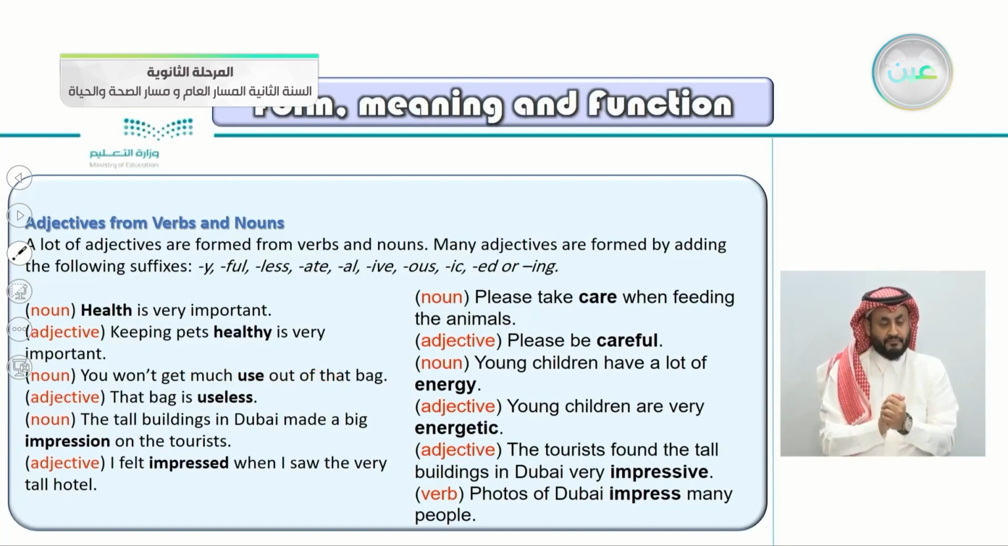So this is the noun. The adjective is useless. That bag is useless. So this is here L-E-S-S. Also the noun here: that tall building in Dubai made a big impression on the tourist. So here is an impression. This is the noun. The adjective is impressed. I felt impressed when I saw the very tall hotel or building.